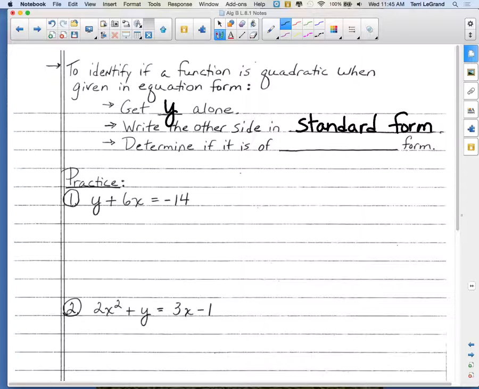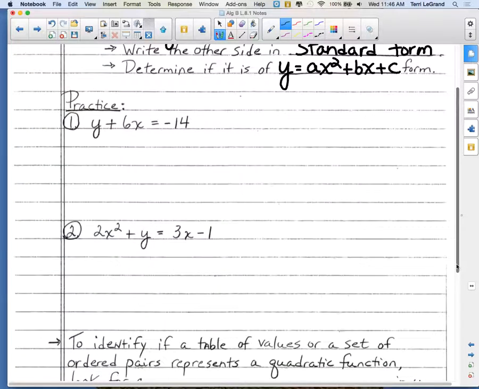And then determine if it is of the quadratic form y equals ax squared plus bx plus c. Where A can't equal 0. B can be equal 0? Yeah. Can C equal 0? Yes. Okay, let's look at number 1.